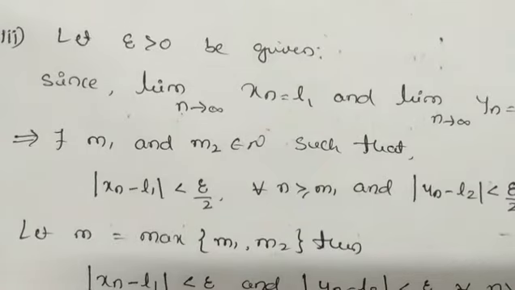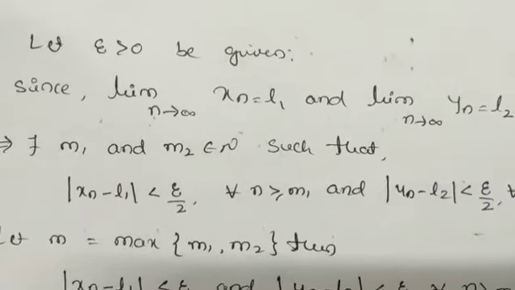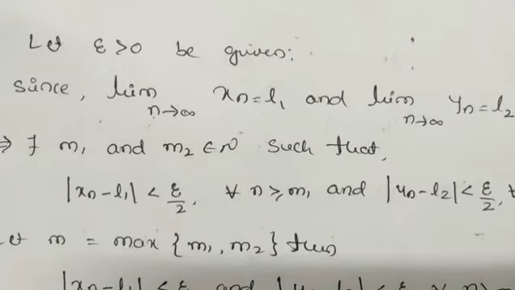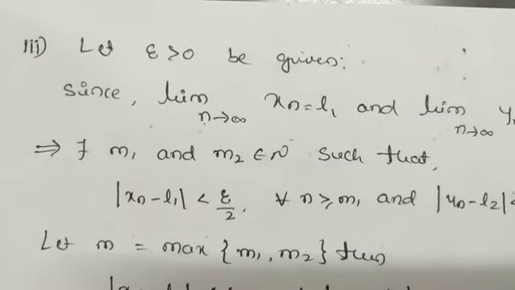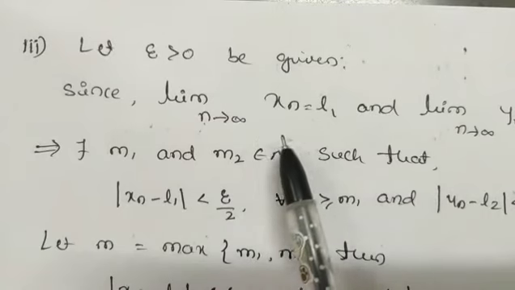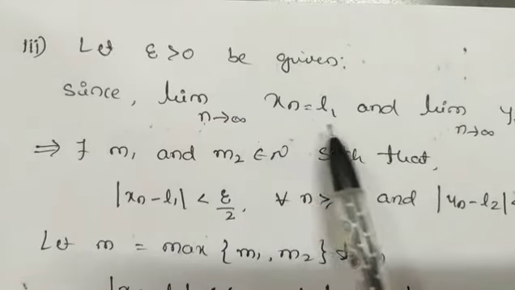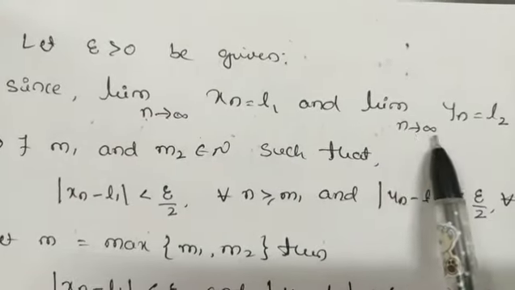Let us prove the third result. In the third result, we have limit as n tends to infinity xn is equal to L1 and limit as n tends to infinity yn is equal to L2. Then we have to prove limit as n tends to infinity of xn minus yn is equal to L1 minus L2. For that, let epsilon greater than 0 be given. Since limit xn is L1 and limit yn is L2, this is given.